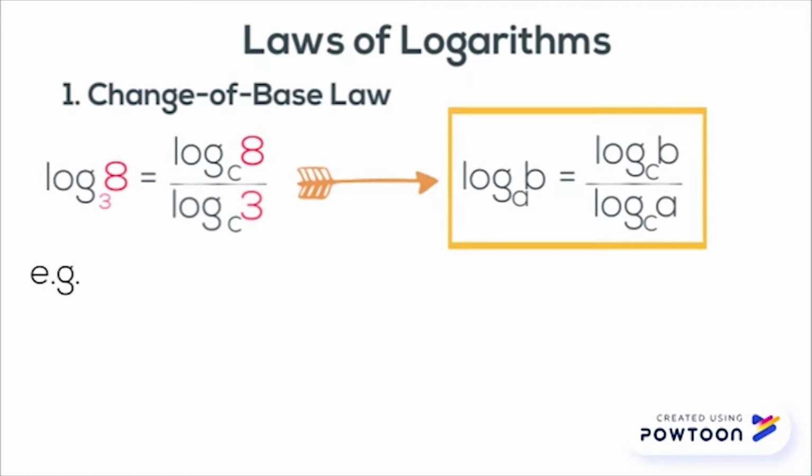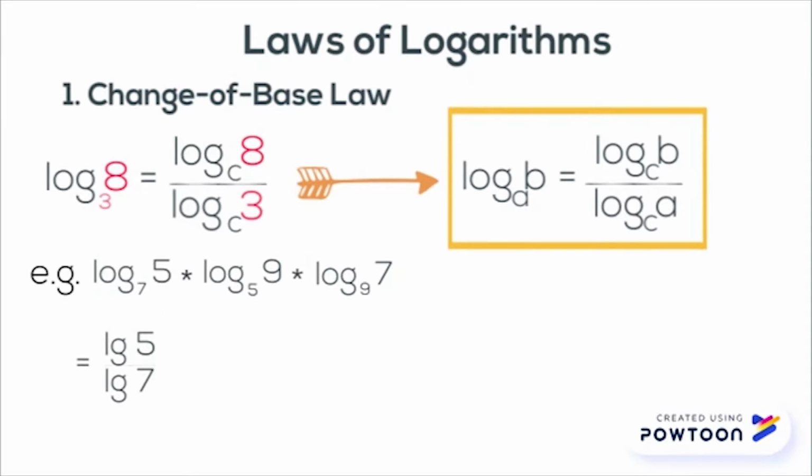For example, if the question asks for log base 7 of 5 times log base 5 of 9 times log base 9 of 7, using the general formula and base c equal to the common log, we will get common log of 5 over common log of 7 times common log of 9 over common log of 5 times common log of 7 over common log of 9. After we cancel everything out, we will get the answer of 1. That was pretty easy, wasn't it?